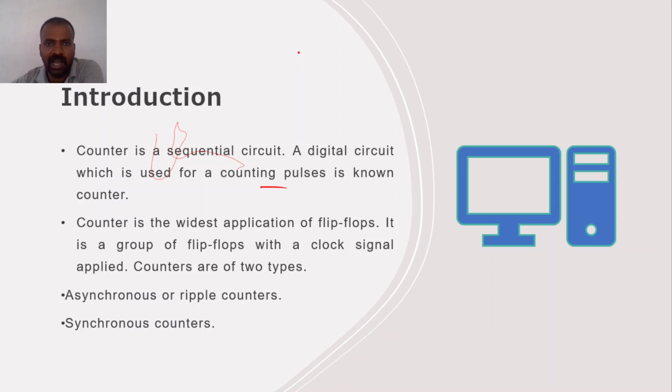For each and every clock pulse, the state will be counted. There is clock number 1, here the state is 1, clock number 2, state is 2, clock number 3, state is 3. Like this, whenever the clock is present, the state will be counted. For this purpose only we use a counter. Counter is the widest application of flip-flops. It is a group of flip-flops with a clock signal applied.